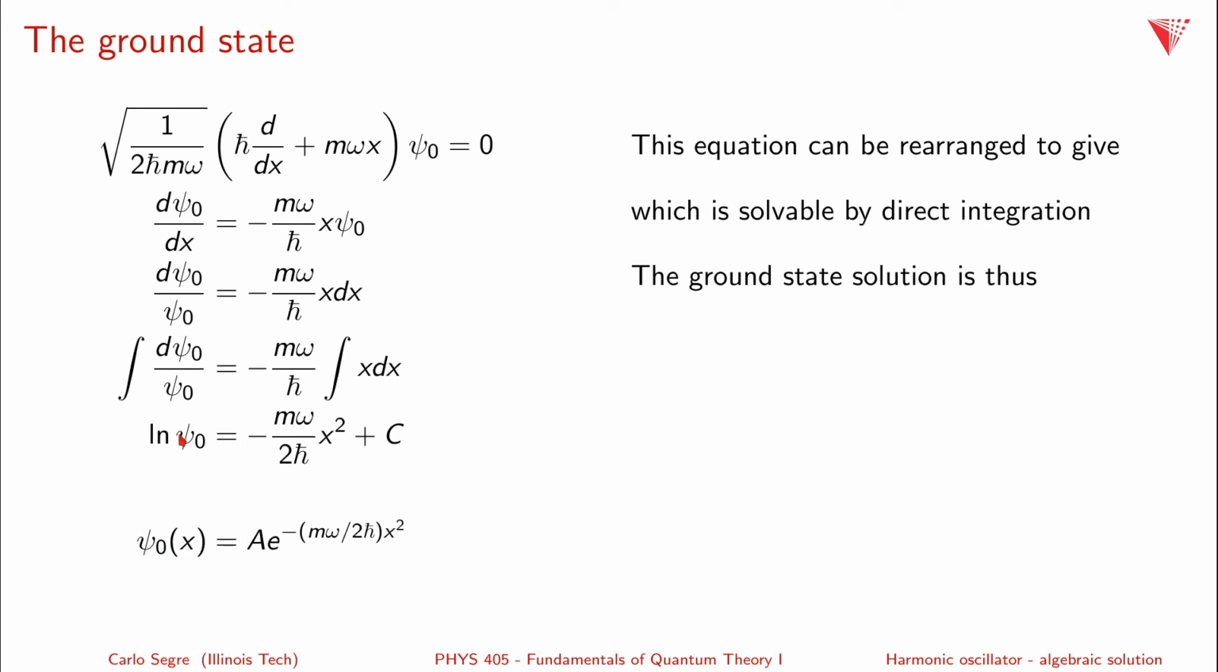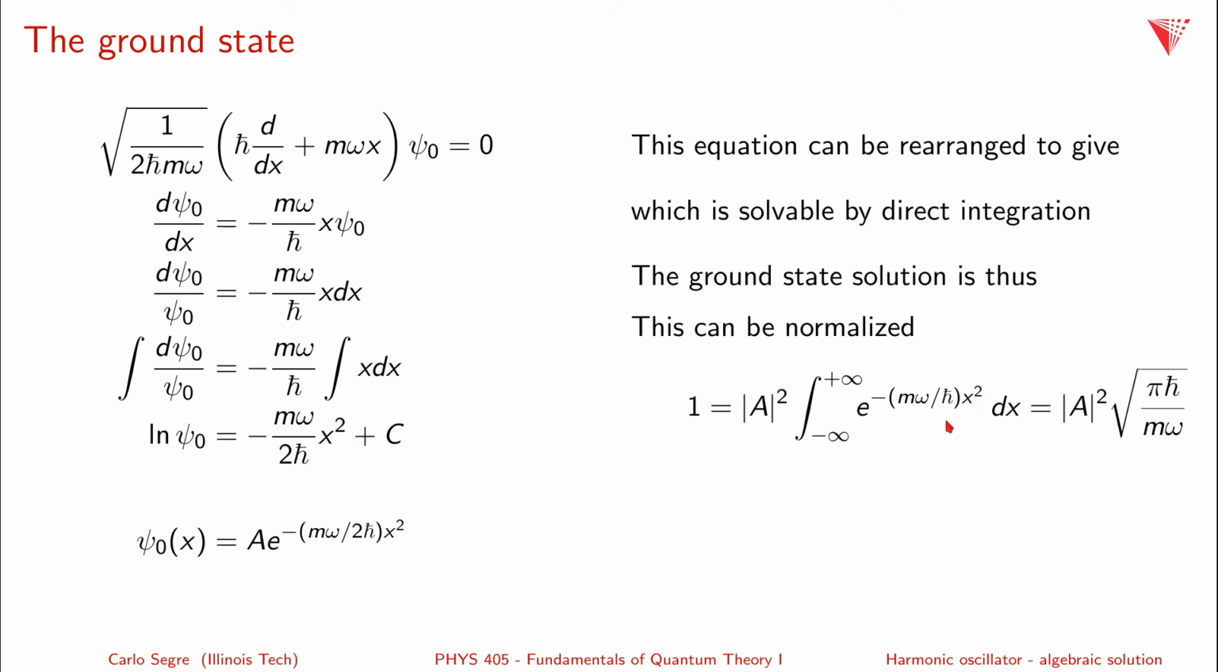Well, as we did before, the ground state solution gives us psi 0 of x. If I take the anti-log here, this becomes a constant A when I take the exponential: A times e to the minus m omega over 2 h bar x squared. Well, this is just a Gaussian function, and we can normalize a Gaussian function very easily. We take 1 equal to the modulus of A squared, integral from minus infinity to infinity of e to the minus m omega over h bar x squared dx. And this is just the integral of a Gaussian.